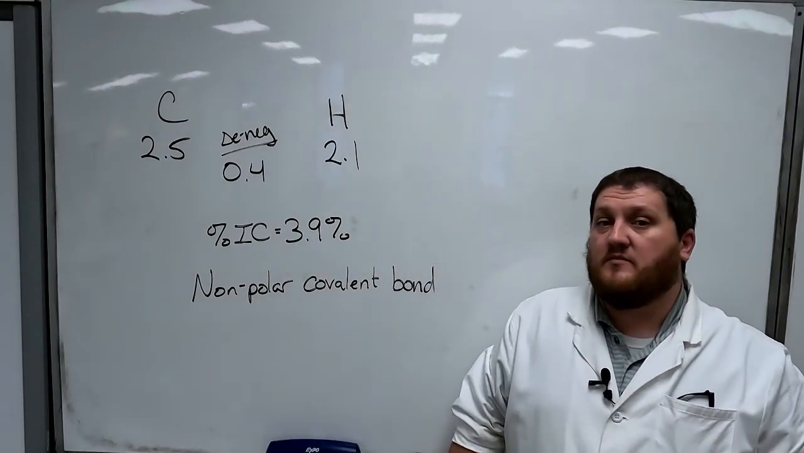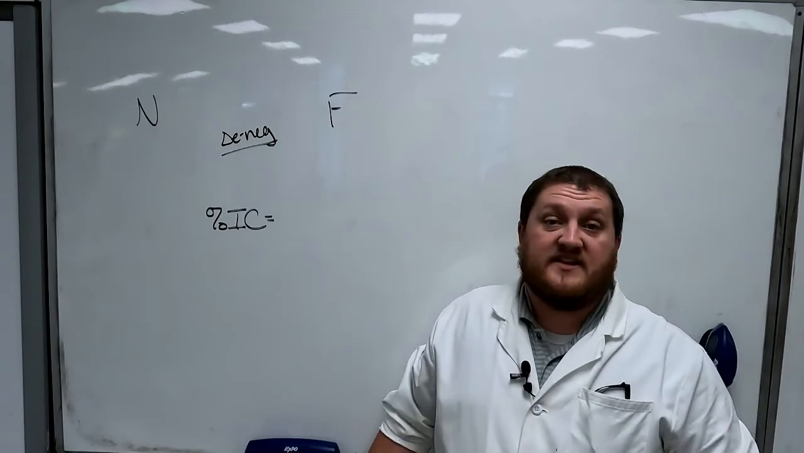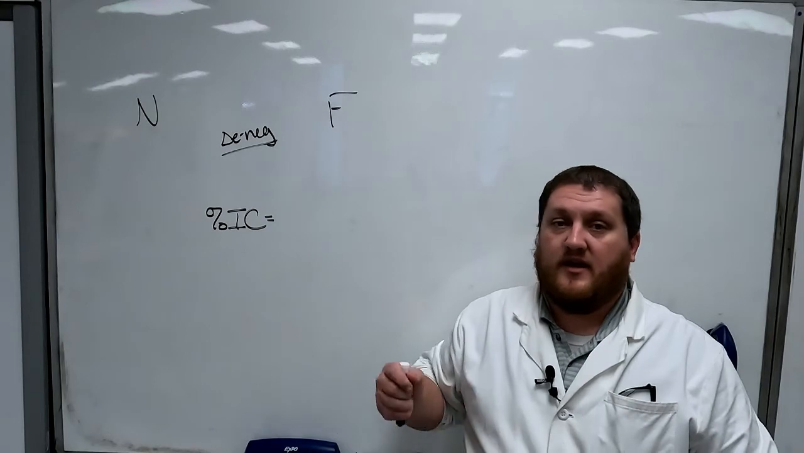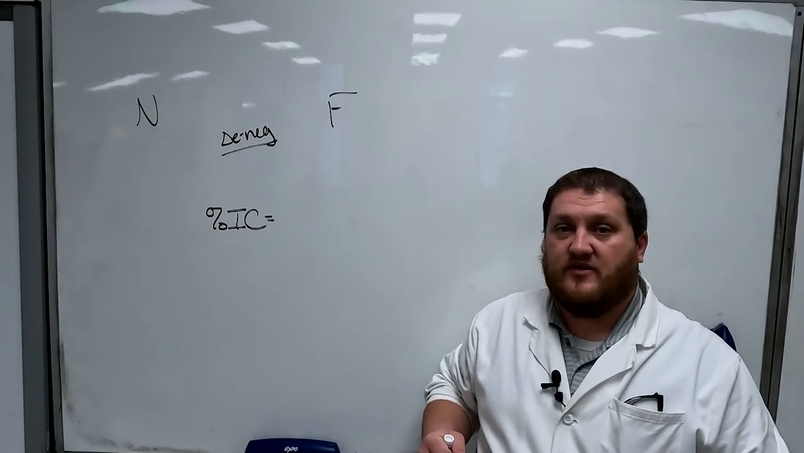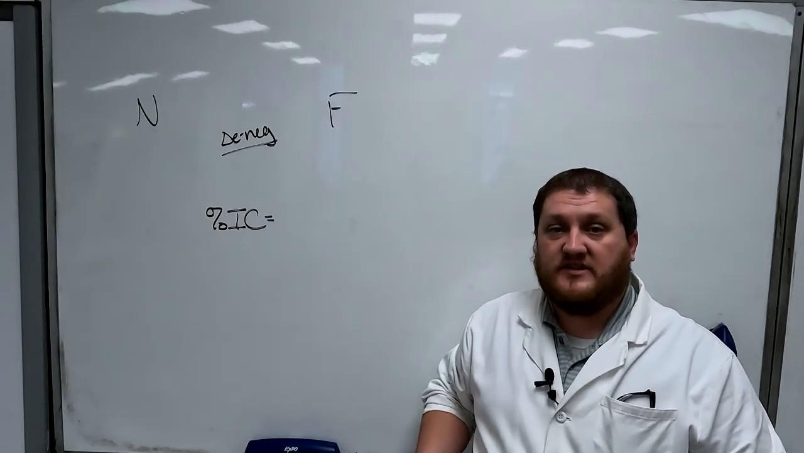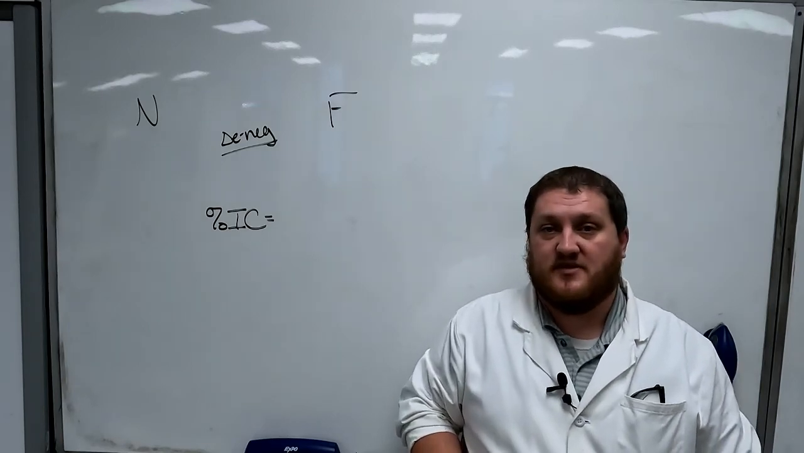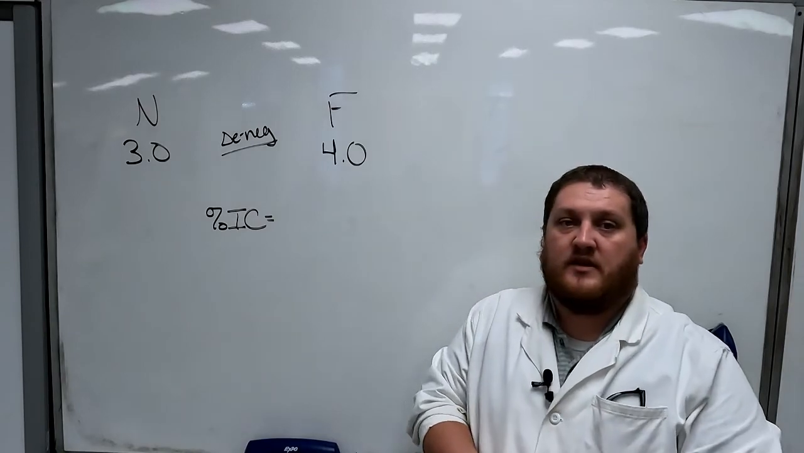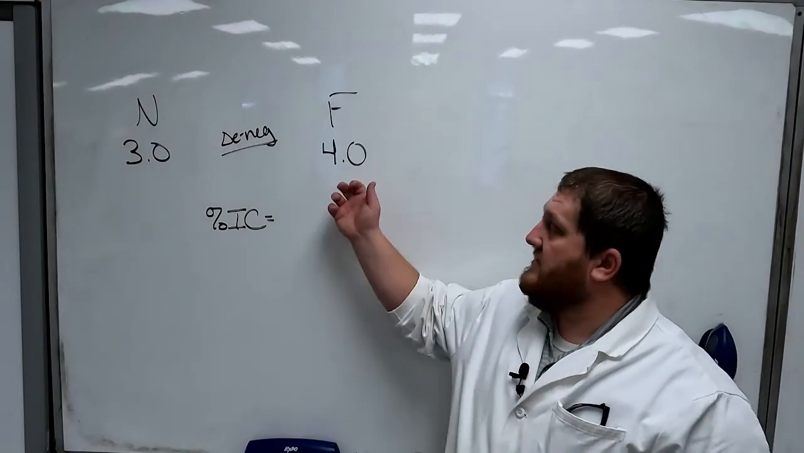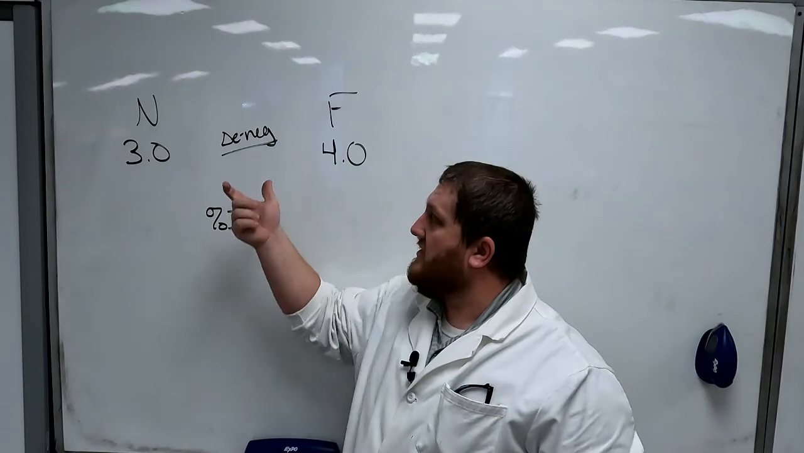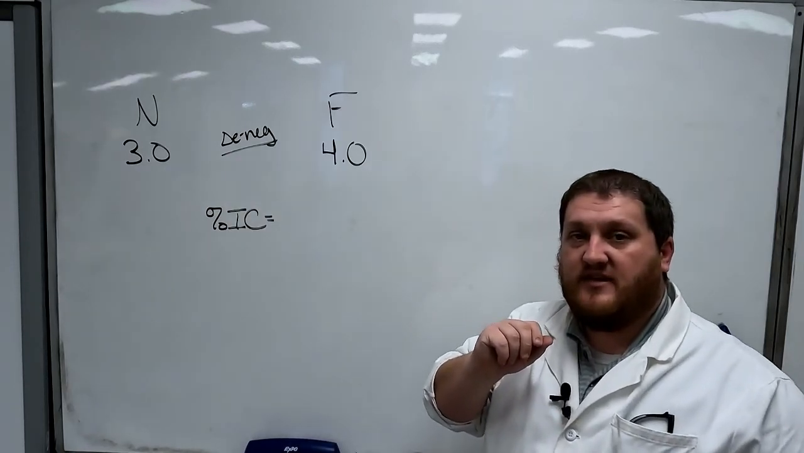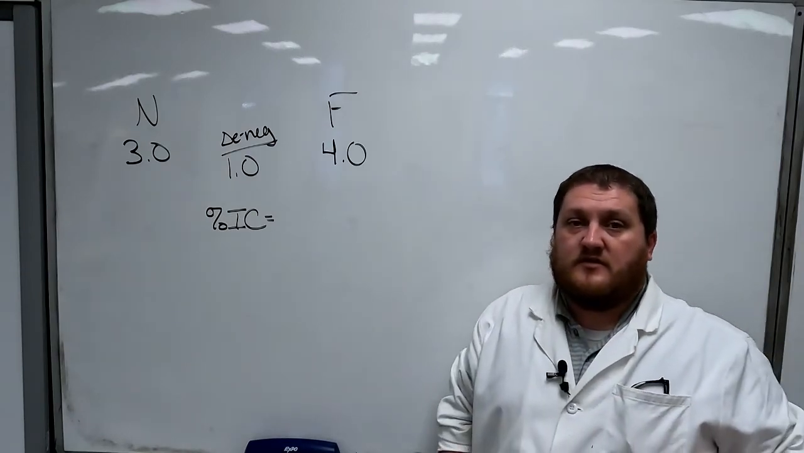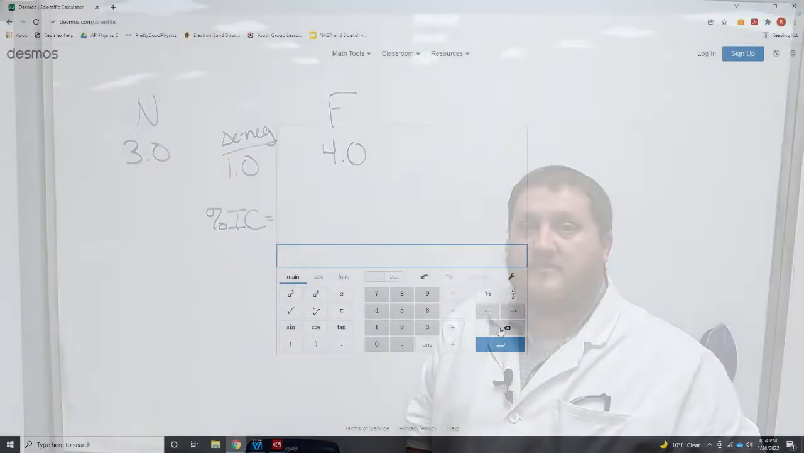Let's take a look at one more example. The last example we're going to look at is a bond between nitrogen and fluorine. Again, we go to our chart to get our electronegativities. Nitrogen is 3.0, and fluorine is 4.0. Once we have our electronegativities, I take my larger minus my smaller to get my difference in electronegativity, which gives me 1.0. Let's go to our calculator to plug that in.